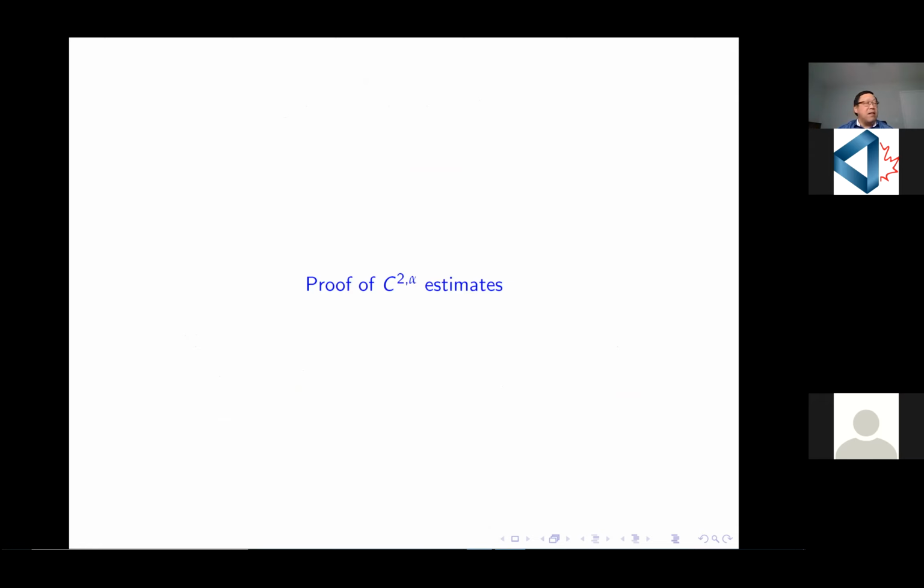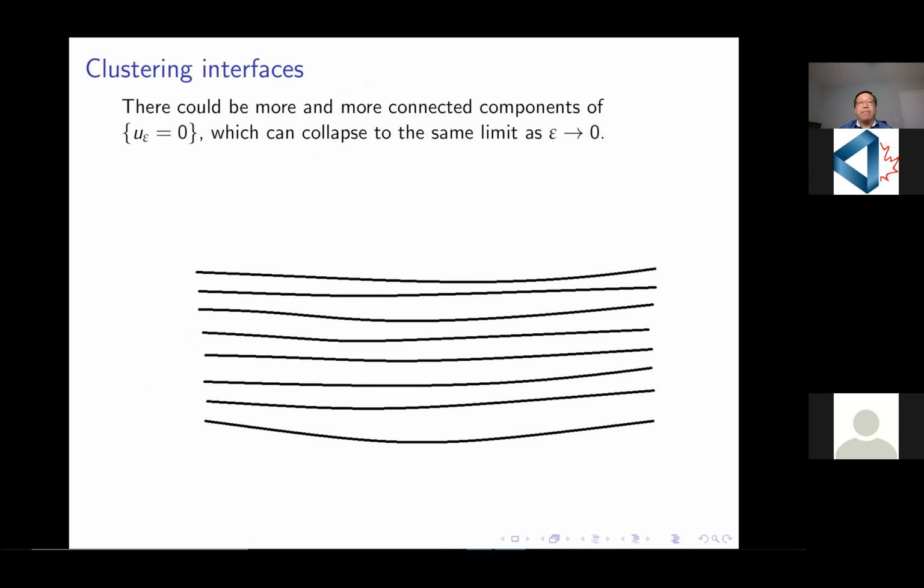Okay, so maybe in the last few minutes, I'll give you a sketch of the proof of the C2 alpha estimates. And what I want to stress here is the role the Toda system played in this theorem. So what is the main difficulty in proving this theorem?